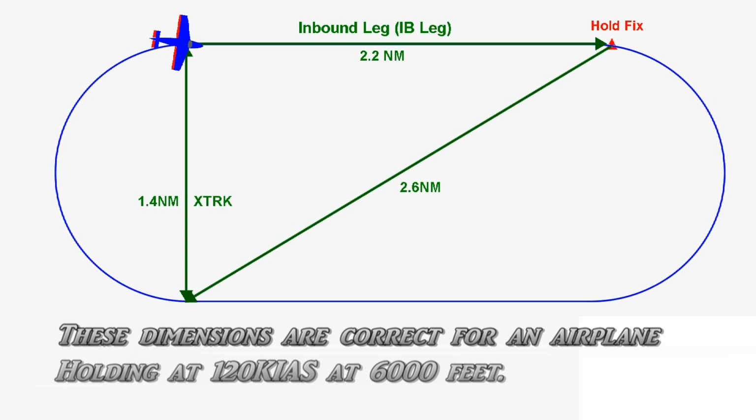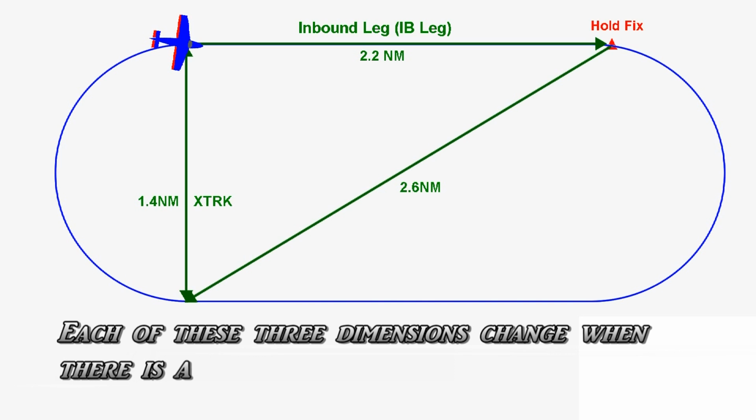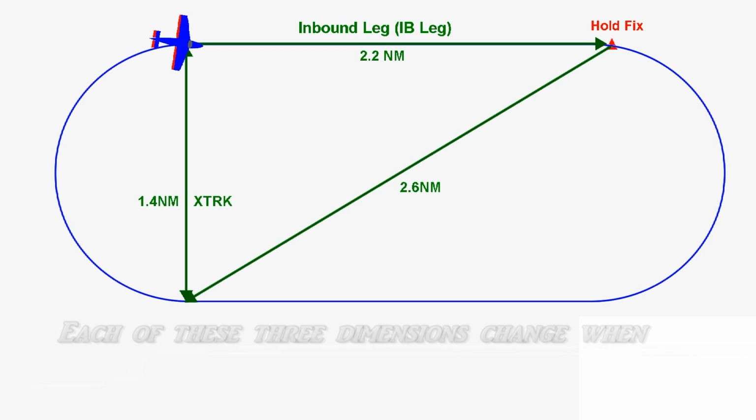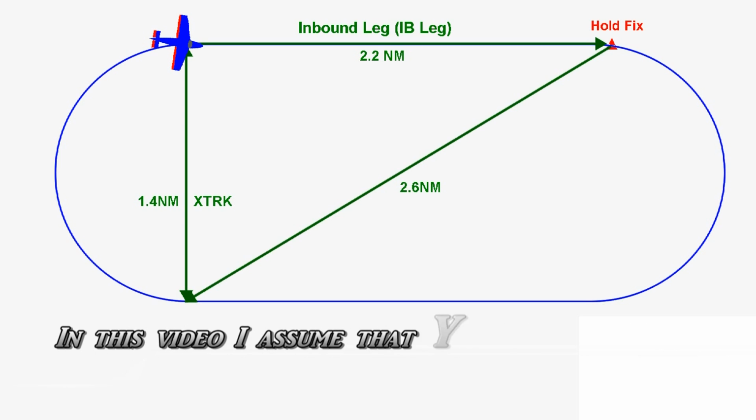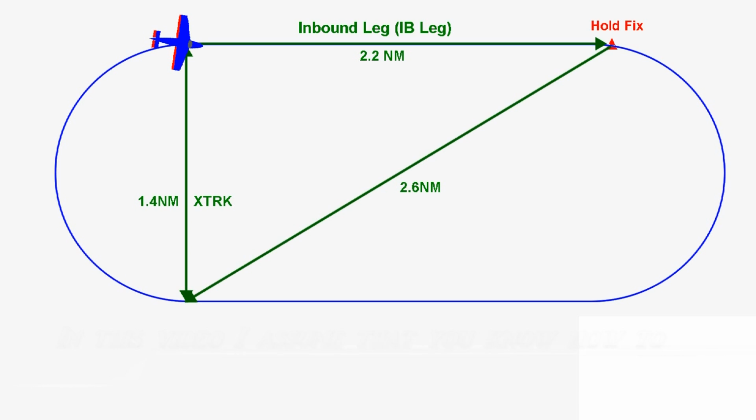In part 1, we learned how to calculate the dimensions of a holding pattern in zero wind. In this episode, we will learn how those dimensions change when there is a wind. Wind changes the inbound leg, cross-track, and diagonal distance in predictable ways. In order to analyze these changes, we will first deal with crosswinds, with no headwind or tailwind. Then we will deal with headwinds and tailwinds with no crosswind, and once we understand them separately, we will put them all together. Well, let's get started.